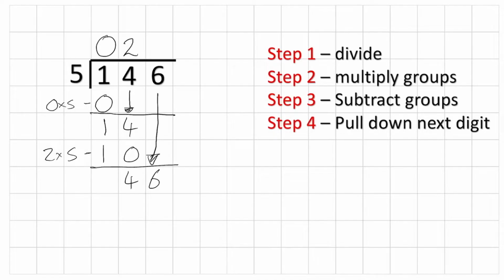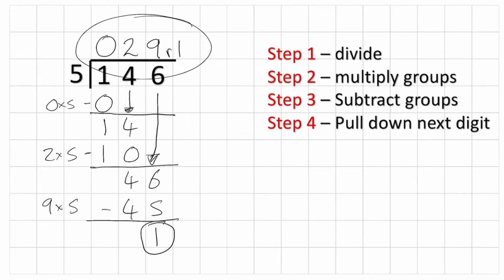Again, we're going to use our times table knowledge. 5 times 9 is 45, so there's 9 lots. But then when I do my 9 times 5, I see that I have 45, and when I subtract that, I'm left with 1. And if we remember, there are no groups of 5 in 1, so I can't do another division. What I have to do with this 1 is consider it a remainder, 1 left over. So my answer is 29 remainder 1. So the answer to 146 divided by 5 is 29 remainder 1.